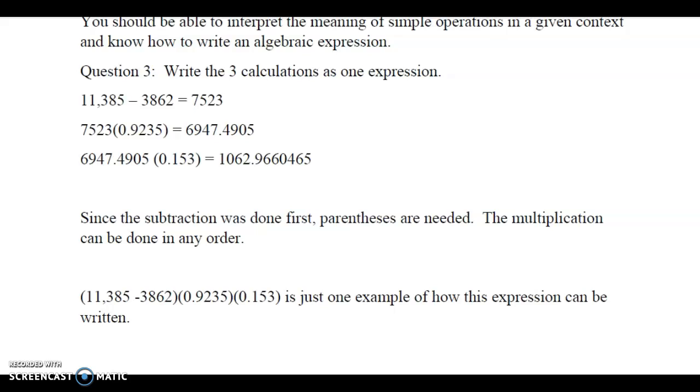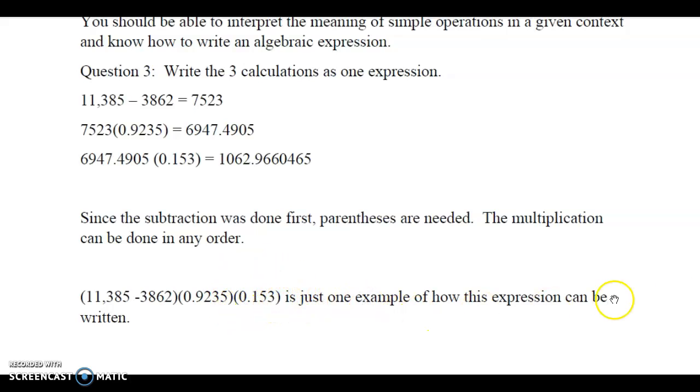You could use the dot, or if we were typing, we could maybe use the asterisk symbol, but we try to stay away from the X multiplication symbol, especially when we're writing expressions, because we don't want it to be misinterpreted as a variable, and we will be using variables later on. So here I represented the multiplication in parentheses as well down below. After subtracting, I then multiplied by the decimal 0.9235 and then multiplied by the other decimal 0.153.